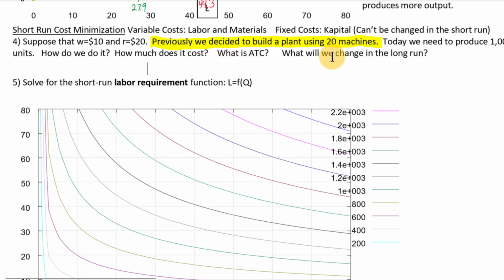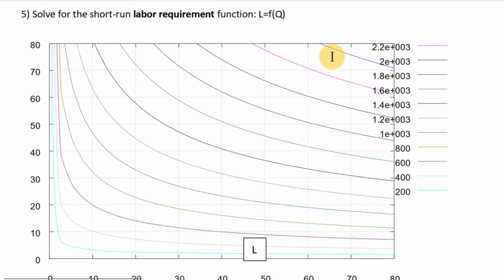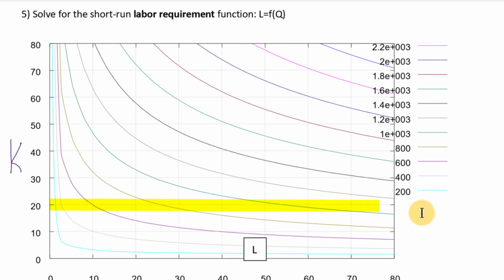Let's look at this problem graphically first. Graphically, here's the way I like to think about this. K equals 20. So K is over here on the y-axis, of course. And we're told that K equals 20. So let's draw a line at K equals 20. We have 20 machines, and there's nothing we can do about that today.